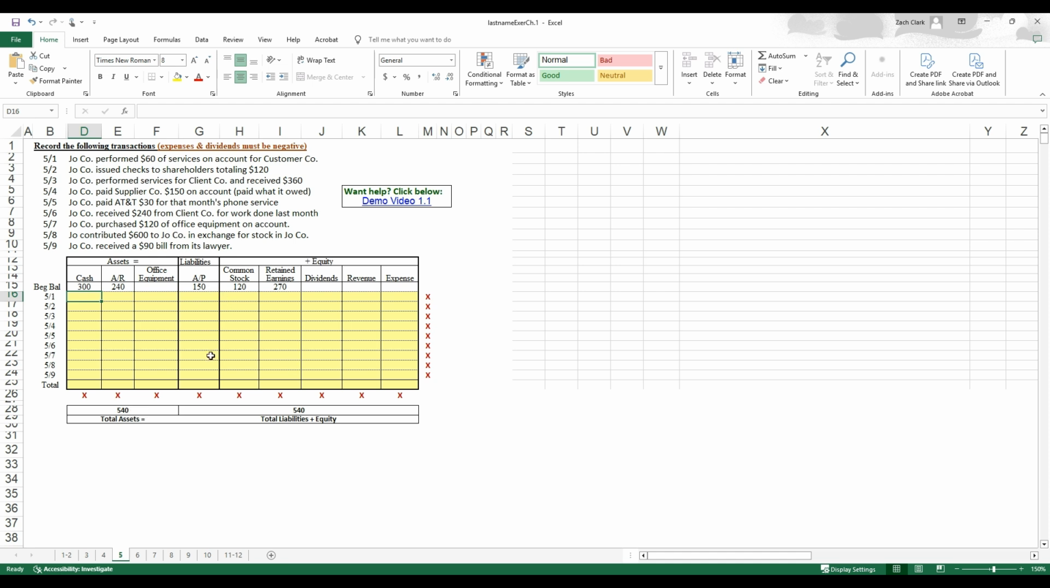Then we've got liabilities of 150. So we owe accounts payable, and AR is accounts receivable. We performed some sort of services or sold some products to a customer, and that customer owes us $240 that we will receive in the future. We've purchased something and we owe a vendor an amount for that purchase of $150.